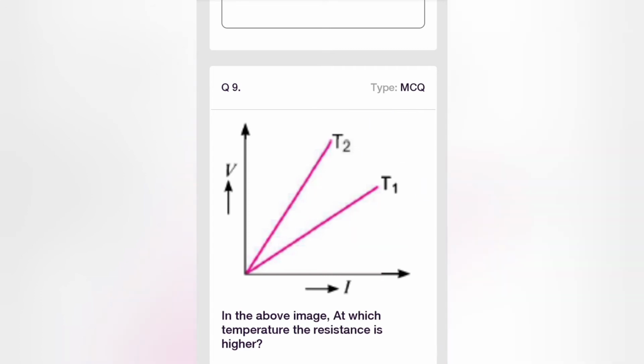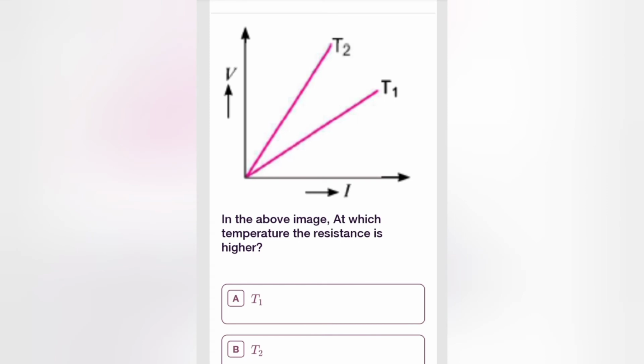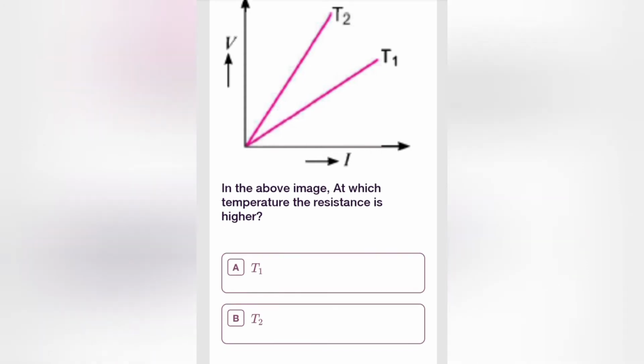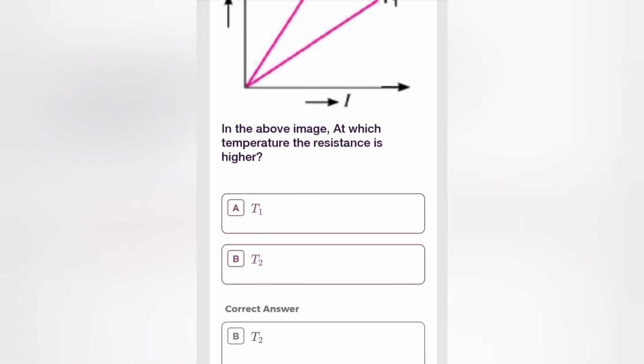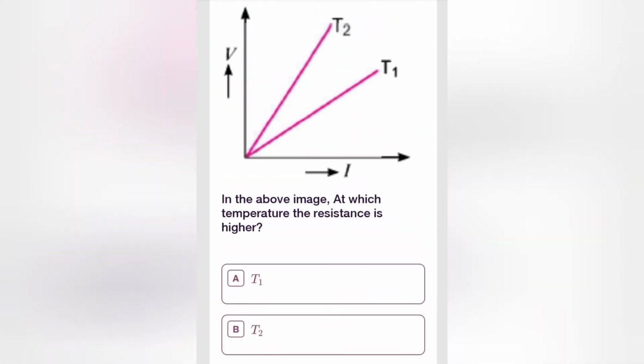Okay, resistance and temperature, they are dependent, they are directly proportional. If the temperature increases, resistance also increases in case of conductors. Okay, so option T2 is the correct answer. T2, that means yes, resistance R2.